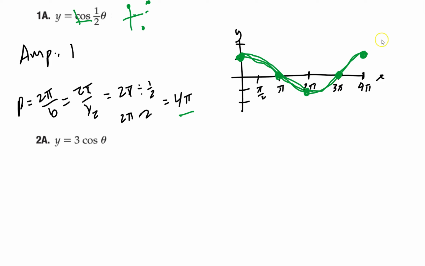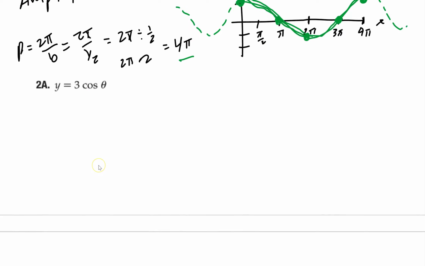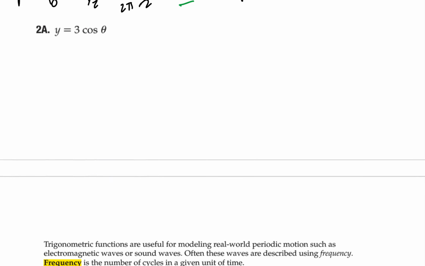Don't forget, it goes on forever if I really want to. I can keep on going all the way to 8 pi, or I could go back to negative 4 pi. But that's the general idea. Let's do one more basic graph and then we'll move on to how to graph tan.